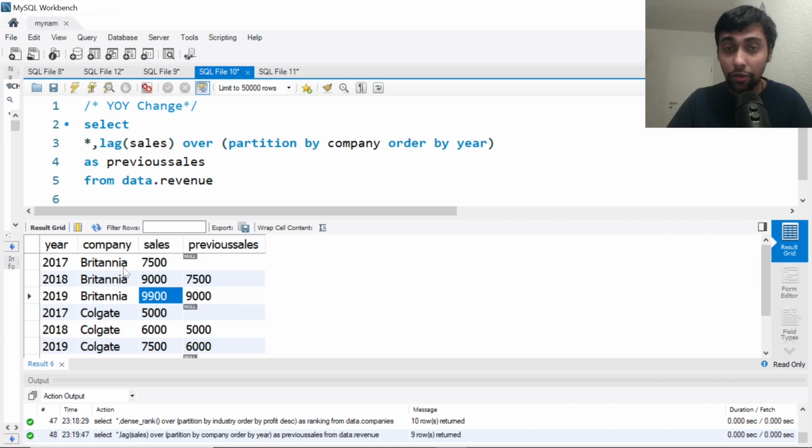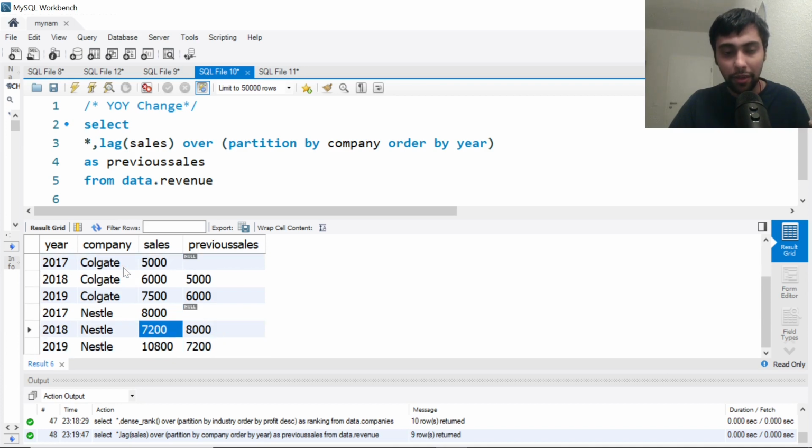2019 Britannia sales 9,900. Previous year sales was 9,000. That's what we are getting here, right? Same case applies for all these companies. So Nestle 2017 8,000. There's no previous year data. It's null. 7,200 in 2018. Previous year is 8,000. That's what we are getting here. Final year 10,800. 2019. Previous year was 7,200. That's what we are getting here, okay?